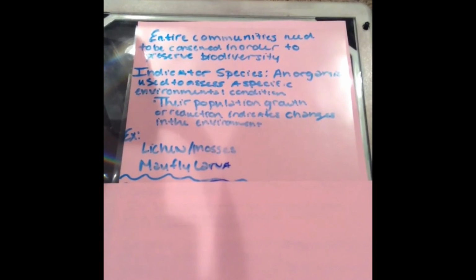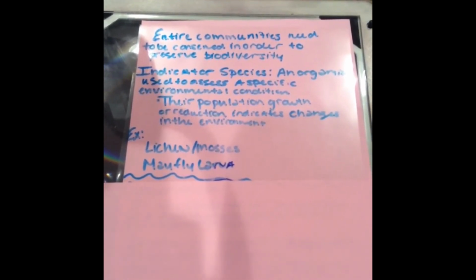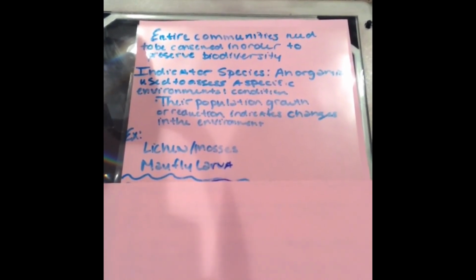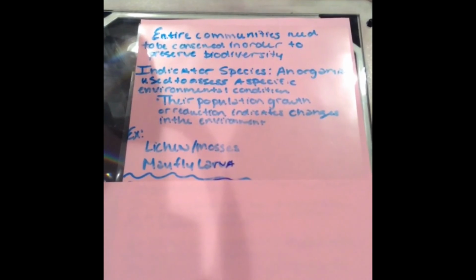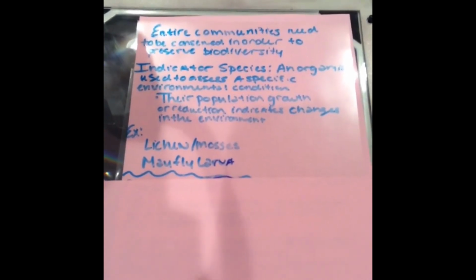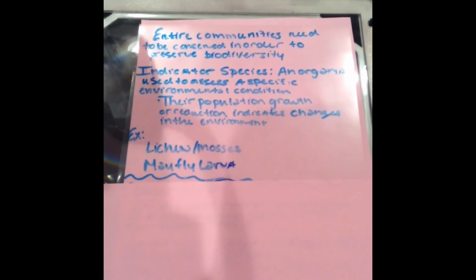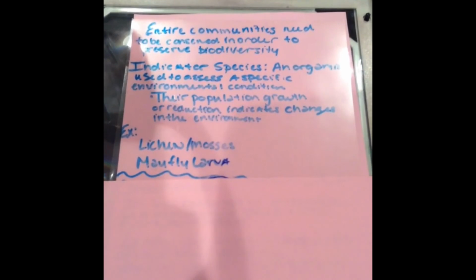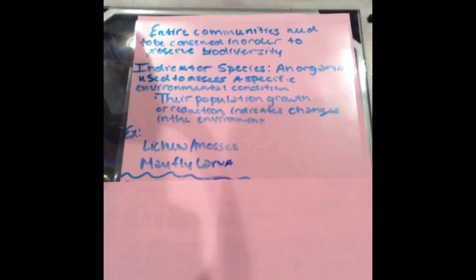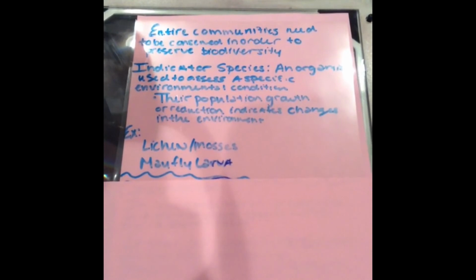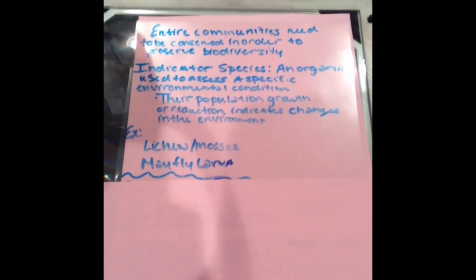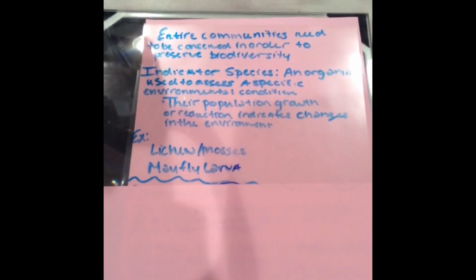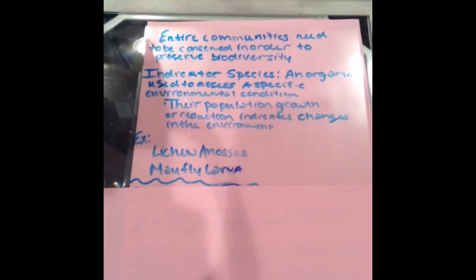Conservation efforts are in place globally in an attempt to reverse the negative effects that humans have implemented into ecosystems. Ultimately, entire communities need to be conserved in order to preserve biodiversity. Biodiversity and how it is impacted through various conditions can be observed with an indicator species. An indicator species is an organism used to assess a specific environmental condition. Their population growth or reduction essentially indicates a change in the environment that may harm the biodiversity of an ecosystem. Examples of indicator species are mosses and mayfly larvae.